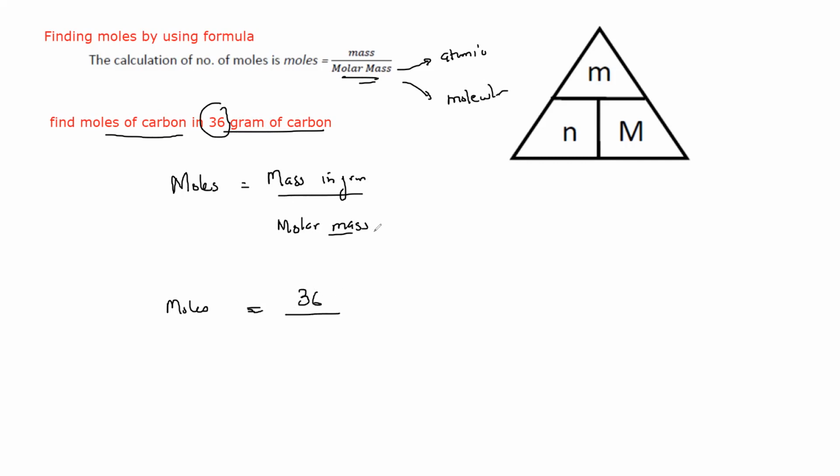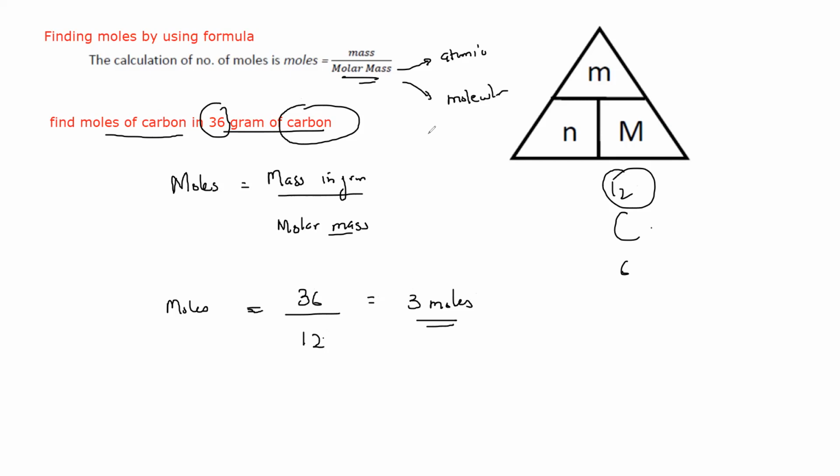divided by molar mass. Molar mass here, the mass of carbon. What is the mass of carbon? For that you have to check a periodic table. When you see the periodic table, you will find carbon mass is 12. So it will be 36 divided by 12. So if 36 is divided by 12, what we will get? We will get 3 moles.